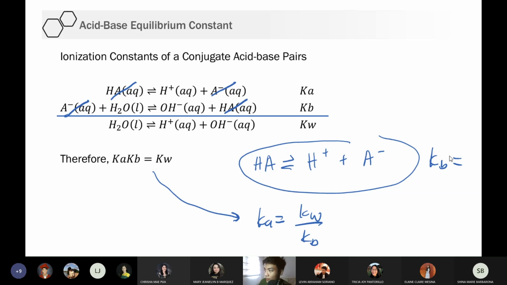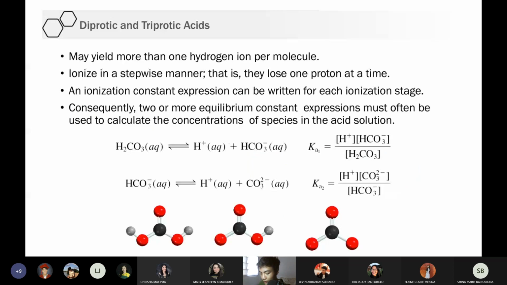Okay, so again, kunwari you have the acid equation, but I gave you the base, Kb, the base constant. Para makuha nyo yung acid constant, you just use this relationship. Ka times Kb equals Kw. Okay, so ganun lang. Ayun na yun. Next one.